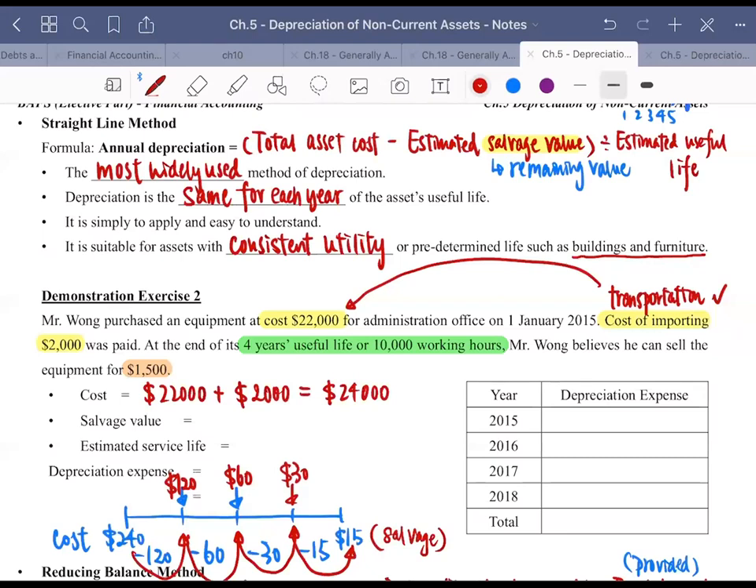$1,500. Yes, $1,500. This would be the salvage value. The remaining value after using for 4 years, and we estimate we can sell this amount. This is the remaining amount. So we have marked down this.